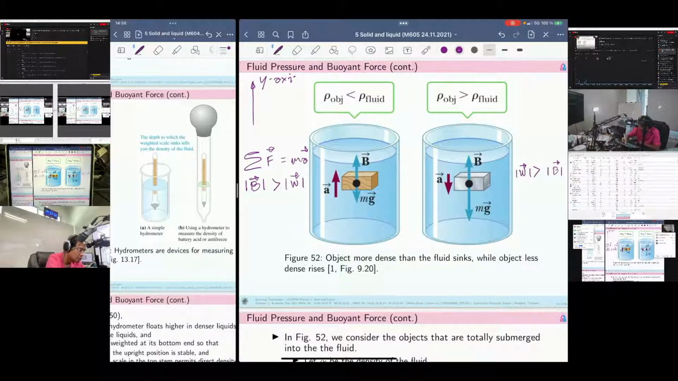This one is greater than this one, so you would get a positive value.